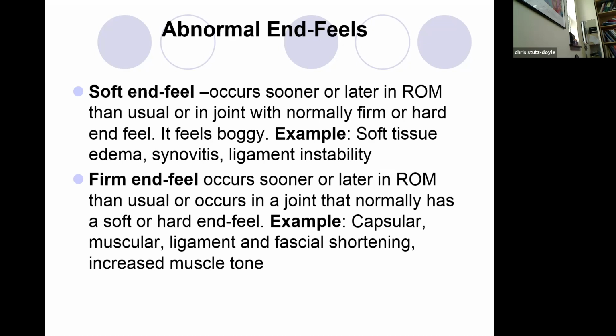That's abnormal. Firm end feel occurs sooner or later in the range of motion of a joint that normally has a soft or a hard end feel. So for example, the capsule is limiting you, the muscle is limiting you, the ligament, fascia, it's shortened. We have an increase in muscle tone. So because of that, we have an abnormally firm end feel.